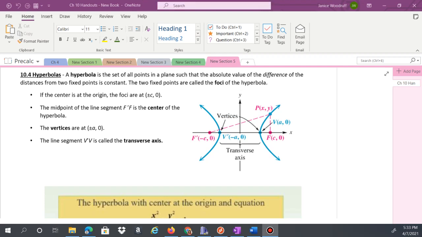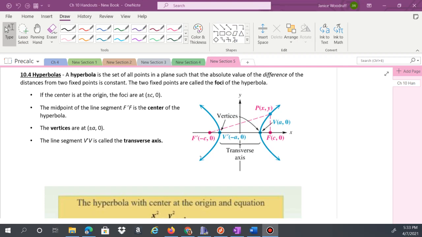Okay, there we go. All right, so a hyperbola is going to be two parabolas facing away from each other. The center is going to be the point right in the middle of the two parabolas. Then the distance from the center to the vertex of each parabola is the a value, and the distance between the two vertices is your transverse axis. Each parabola will open away from the vertex.